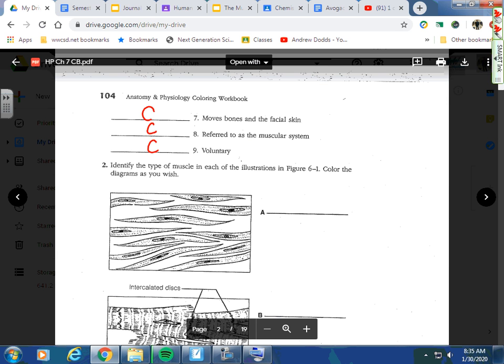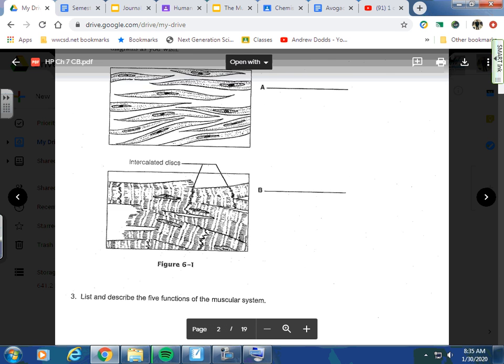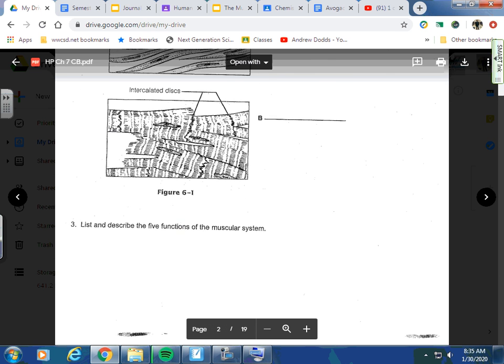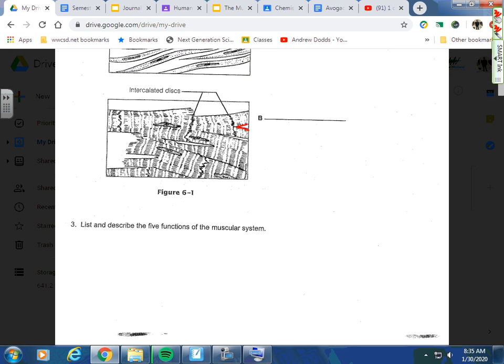All right. A, these spindle-shaped cells, this is going to be smooth muscle. Number 2A is smooth. And here we have some striped muscle tissue, striated, so we know it's cardiac or skeletal, one of the two. It is cardiac because I can see this branching. That is characteristic of cardiac muscle.